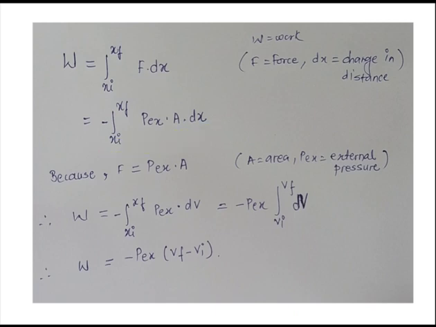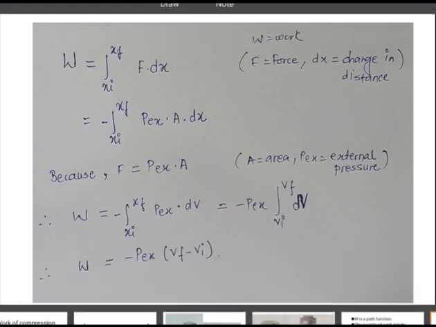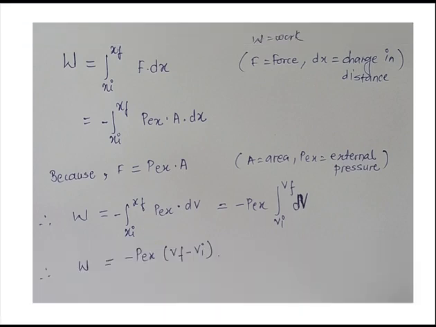Just put this in the equation. The work will be either positive or negative. So W is equal to minus integration of Pex dV. Pex is the constant pressure we are applying, that's why I take this pressure outside of the integration. Now change the limits because we have replaced this term: Pex is as it is, and A into dx, area into change in distance, is equal to change in volume dV.